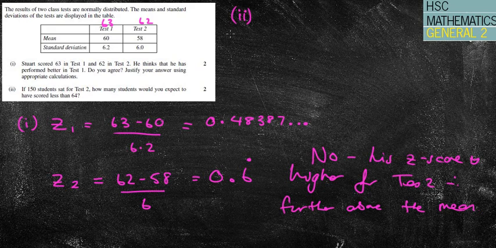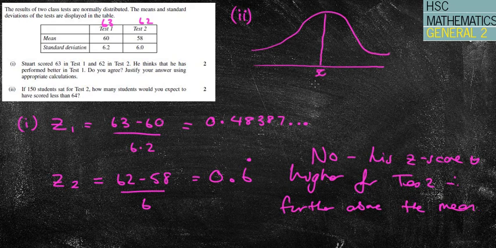Okay, now part 2, I'm going to have to do up here now, unfortunately, we're out of room. If 150 students sat for test 2, how many students would you expect to have a score that is less than 64? Okay, so this is going to be referring to a percentage of 150. So I need to figure out what percent is going to be less than 64.